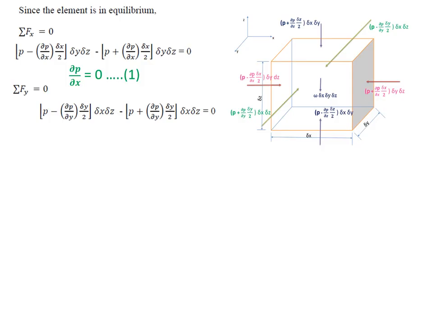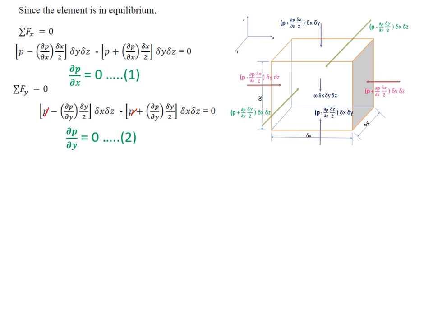So you're left with dou p by dou y delta x delta y delta z by 2, and here again delta x delta y delta z by 2. So it will become dou p by dou y into delta x delta y delta z should be equal to 0. Dividing by delta x delta y delta z, dou p by dou y should be equal to 0. If you integrate this, the pressure is again constant in the y direction.